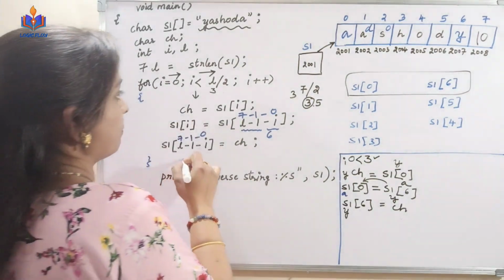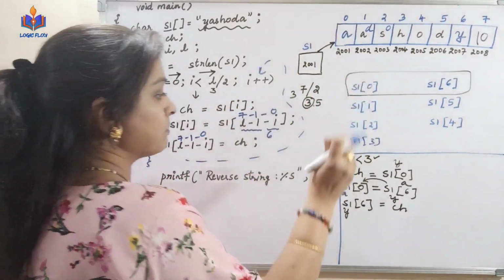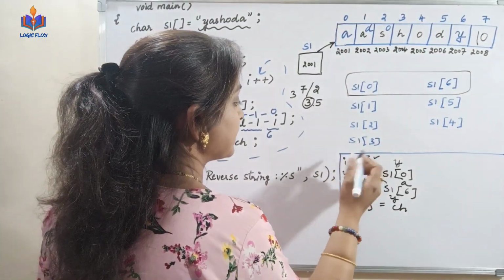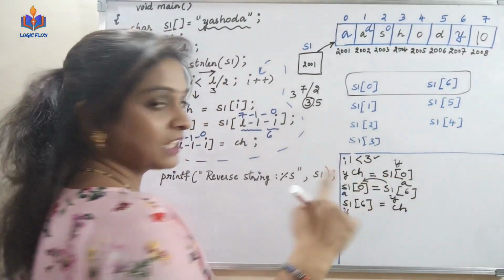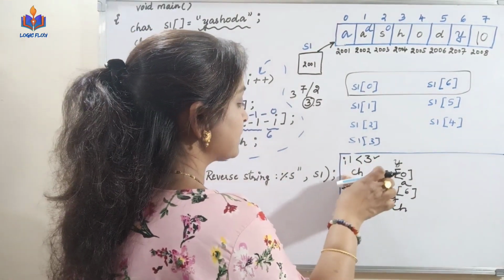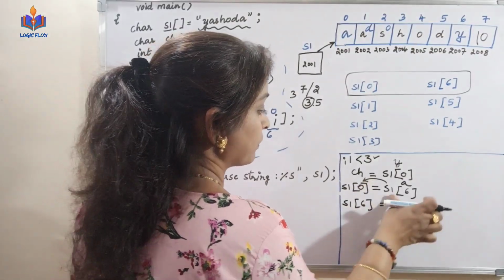Then take a loop back. I gets increased. I value changes, I becomes 1. 1 less than 3? Yes, condition satisfied. Now I'll say CH, just take out all these values. We will have new values now.